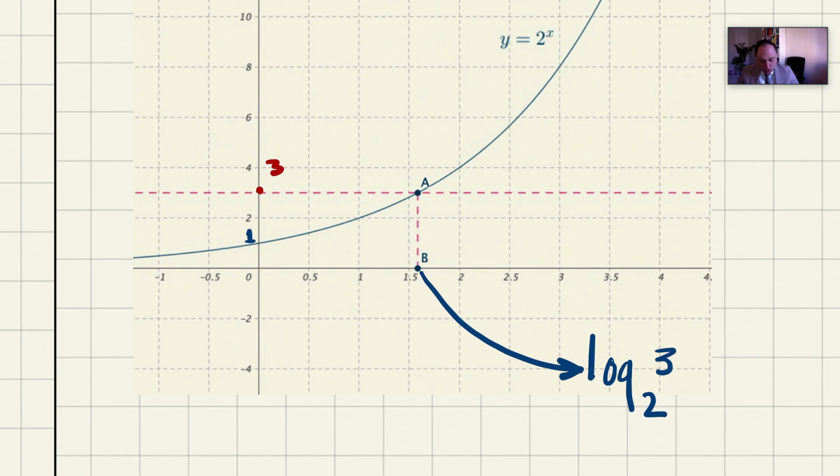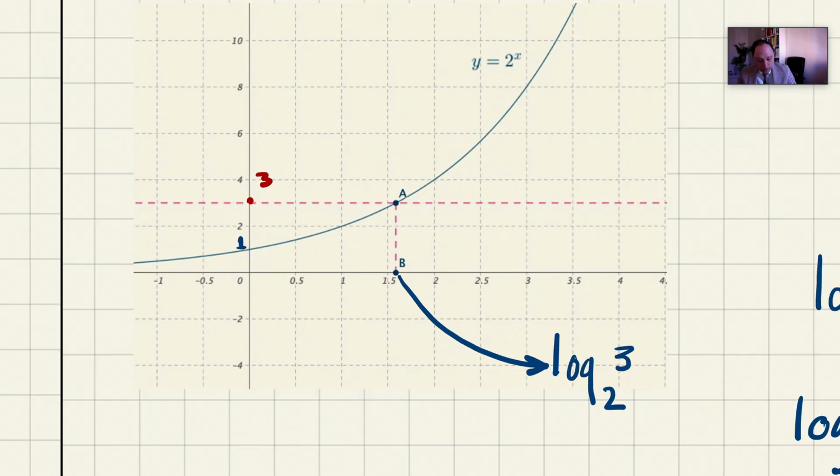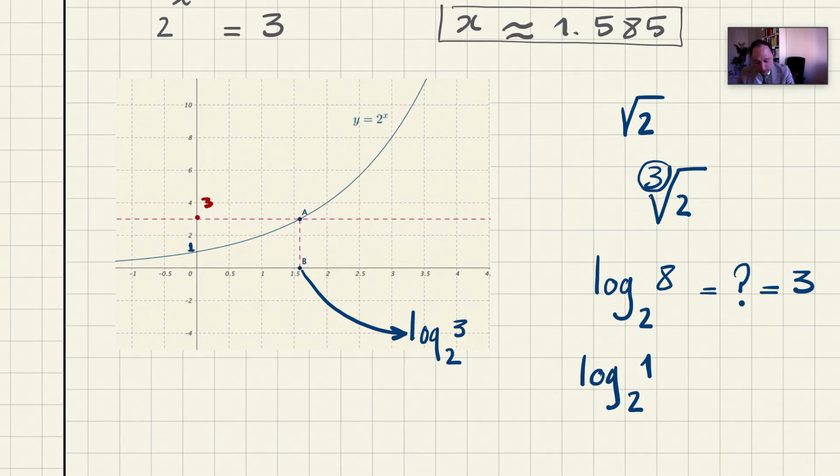So now what should I do? According to this rule, I need to draw a horizontal line from 1. When I do this, where is the intersection point? At 0, at this point itself. And when I go vertically down, I hit 0. So you are completely right. The log of 1 in base 2 is 0.